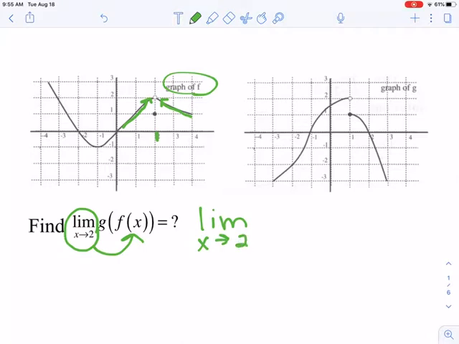So now we have the limit as x approaches 2 of now the outside function, g of x. So now as we go to x is 2, and we drive along our curve, we're at a y value of 0.